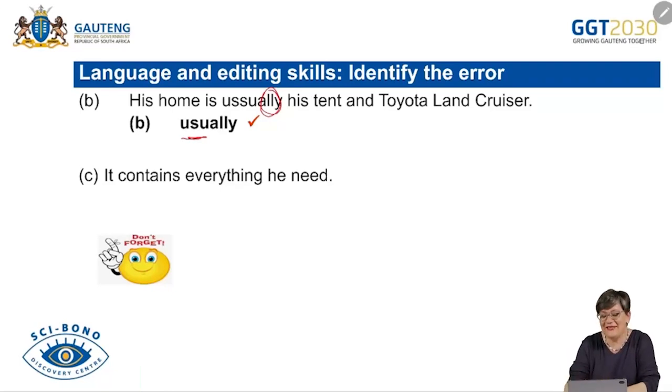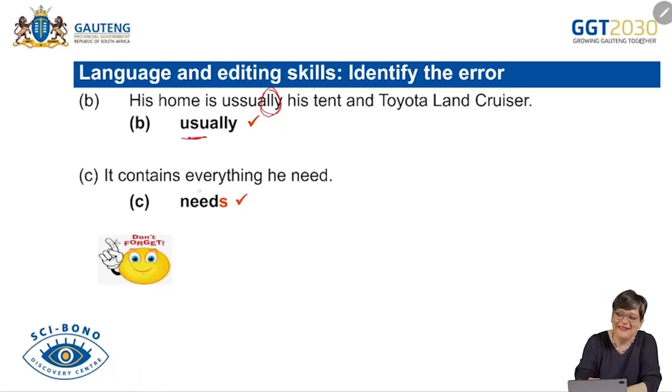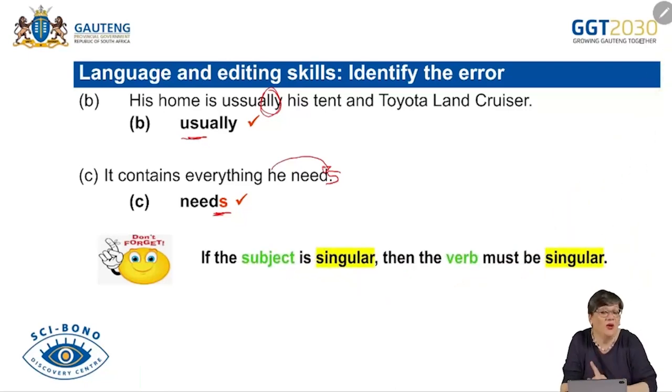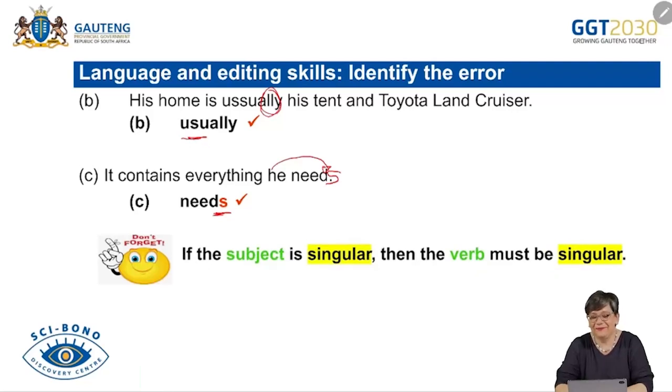Right, let's try C. It contains everything he needs. Aha, must be needs. Subject, verb, agreement. Remember, he's singular, so there must be an S. Can you see how easy this is? Especially if you know what to look for. So, we had a spelling, we had a concord. Let's look at the next one.